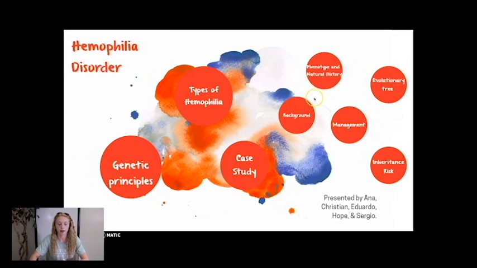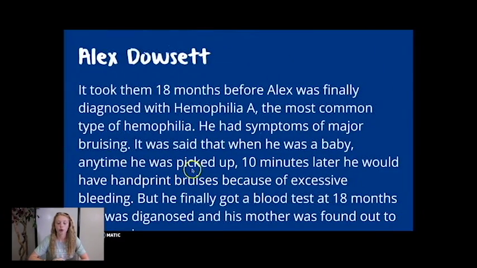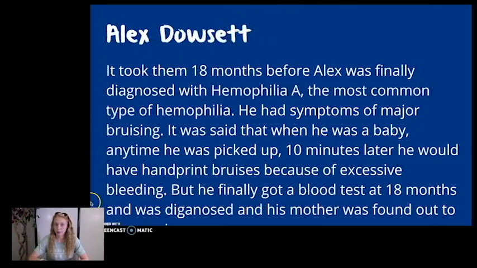So now we're going to look into topic number 5, which is the phenotype and natural history of an individual with hemophilia. The individual we're going to be looking at is Alex Dowsett, and you might know him. He's a famous cyclist. It took 18 months from when Alex was born to finally diagnose him with hemophilia A, which is the most common type of hemophilia.